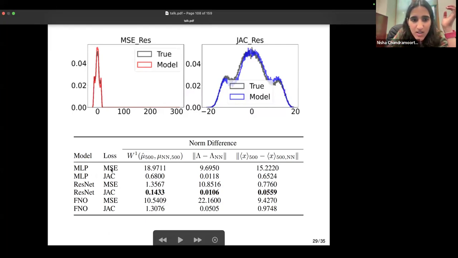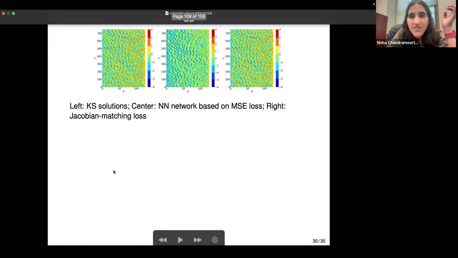Whenever we train with the mean square error, we see that statistical metrics, here are 3 different statistical metrics, all of them are lowest for every architecture if we train with the Jacobian loss when compared to mean square error. We also see this hold beyond the Lorentz system.